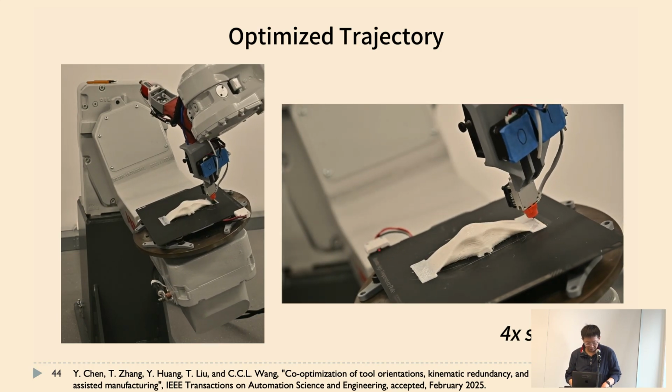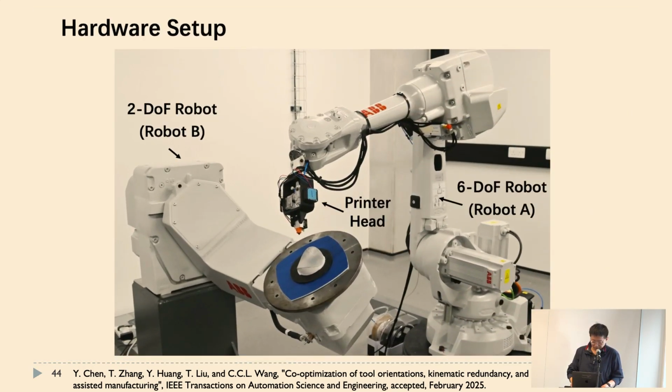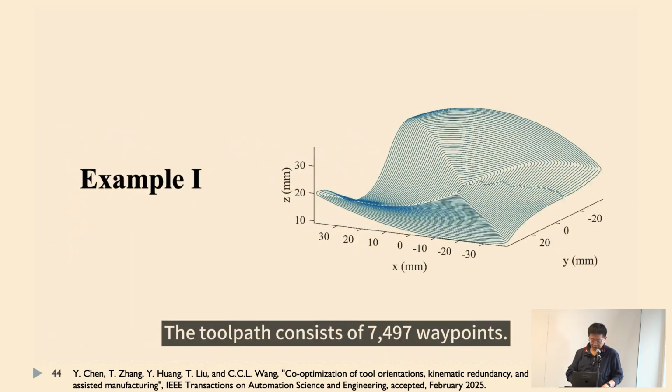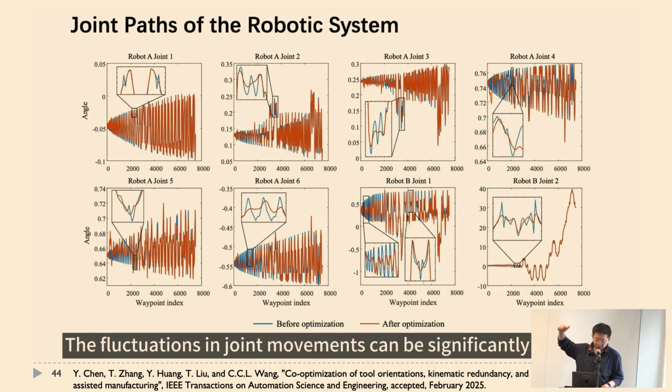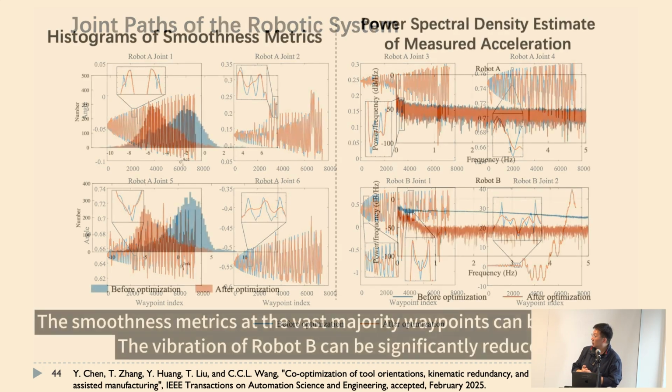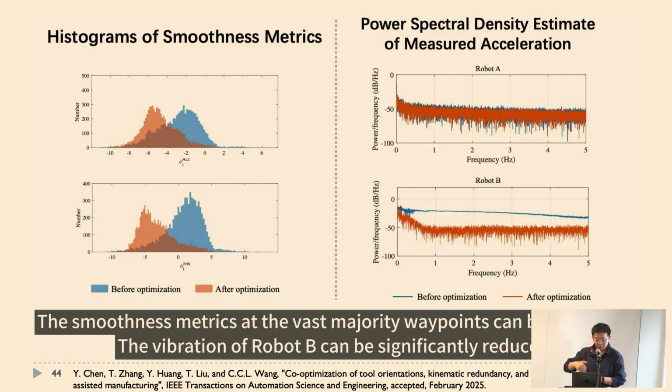I'm going to finish soon, all right? And then this is realized on this hardware, which has more degrees of freedom. And this shows the variation of the derivative of acceleration before optimization and after optimization, and so on and so forth.